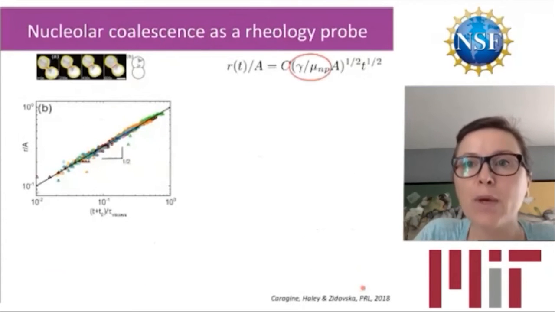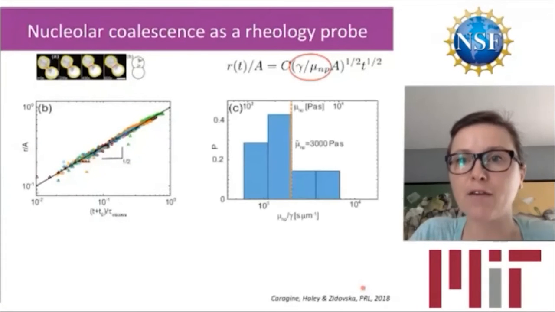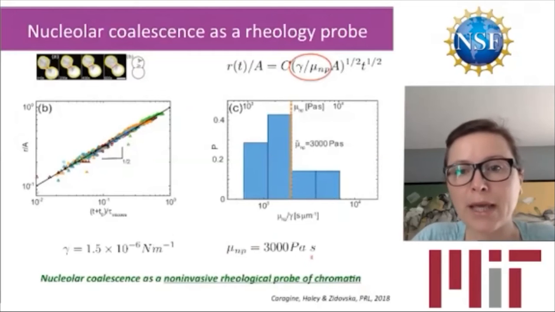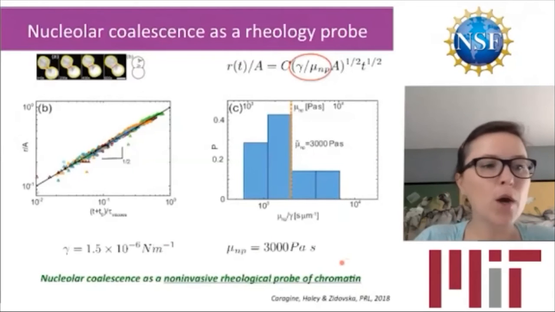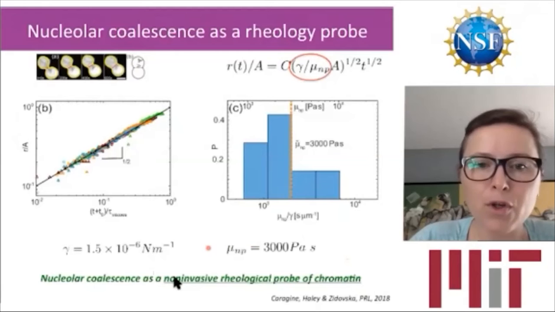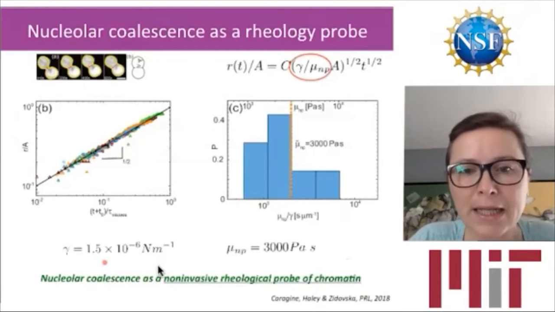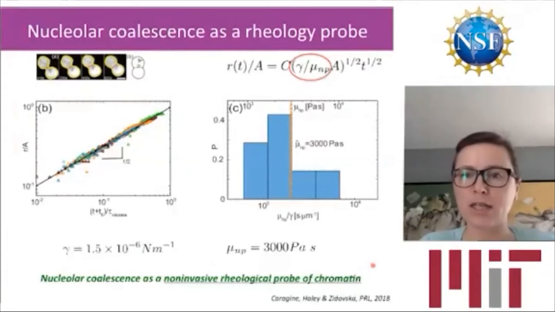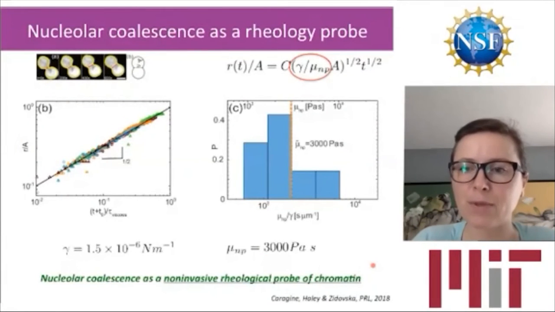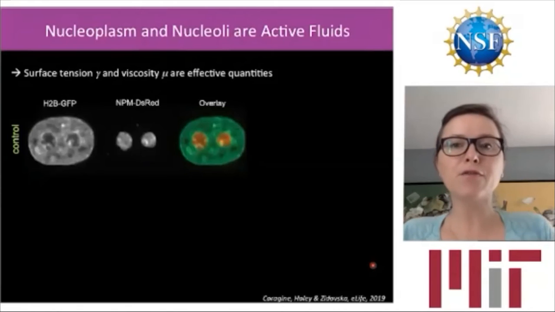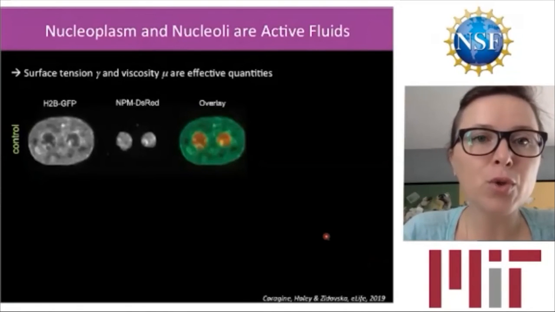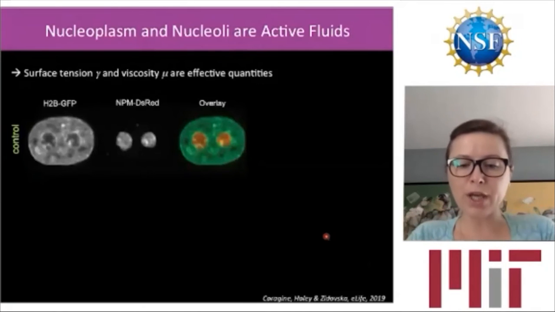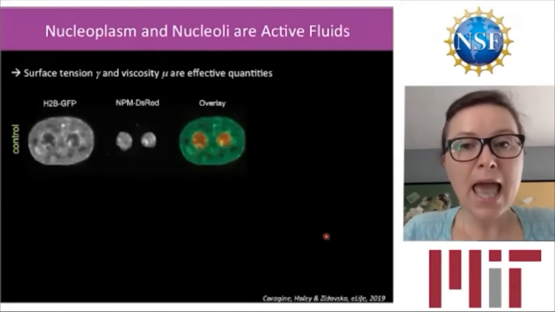Moreover, from this data, we can actually extract the ratio of the surface tension and viscosity, as shown here. Remember, we have already measured surface tension before, so now we can extract also the viscosity. So here, purely from non-invasive measurements, we have obtained a complete rheological characterization of both surface tension and viscosity of the nucleolus and its surroundings. The last fact that I would like to mention is that both surface tension and viscosity are effective quantities, as we are working here with an active fluid, and we have applied passive models.